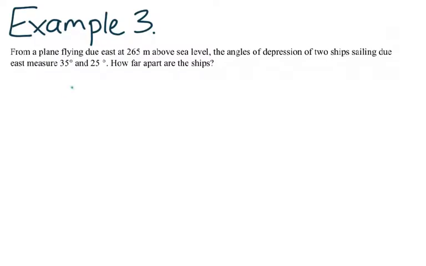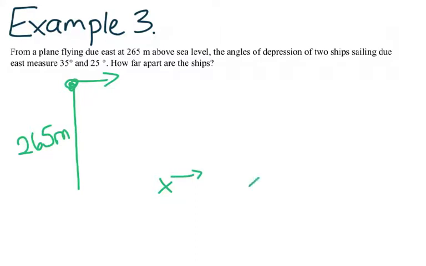So we've got a plane up here flying 265 meters above sea level. So it's flying at 265 meters and it's flying due east. So it is flying this way. Now it says there are two ships that are sailing the same way. So there's ship A here going this way and ship B here also going that way. Now we can put these on a flat line.